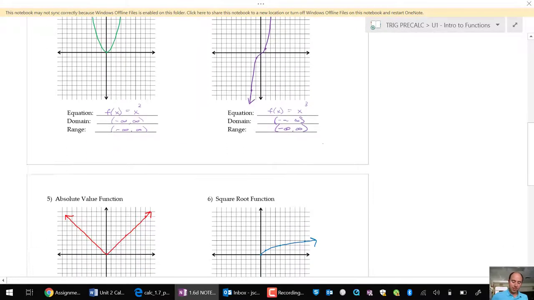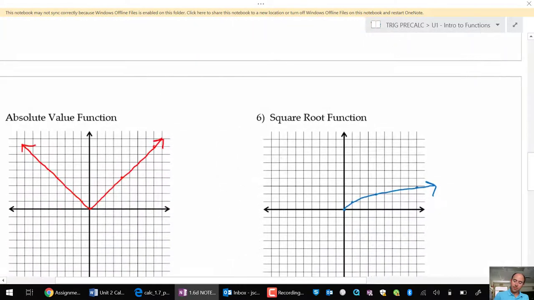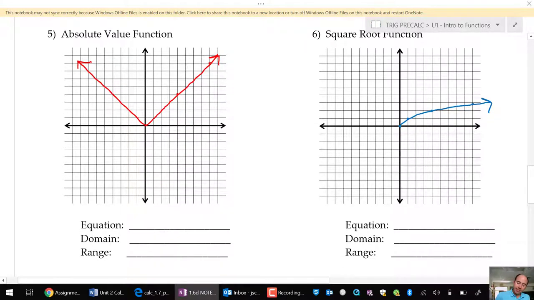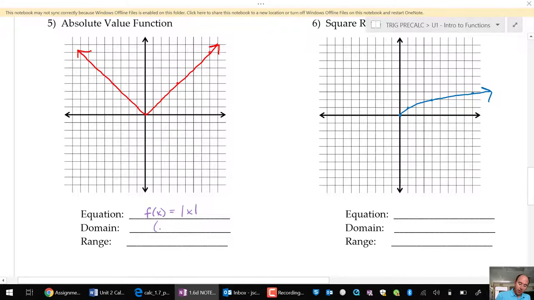Here are some more examples. Function number 5 is called the absolute value function. So its equation is simply y, or f of x, equals the absolute value of x. Notice that in this picture we have symmetry across the y-axis. Its domain is all real numbers, but be careful with the range. Lowest to highest would be 0 up to infinity. Close bracket the 0 because 0 is included in the range of this function.